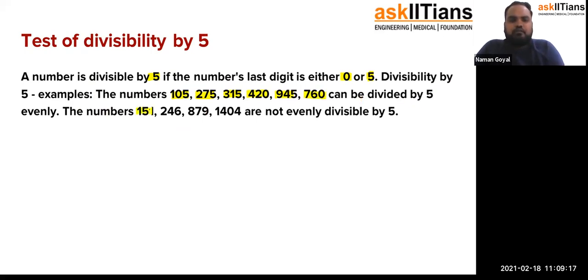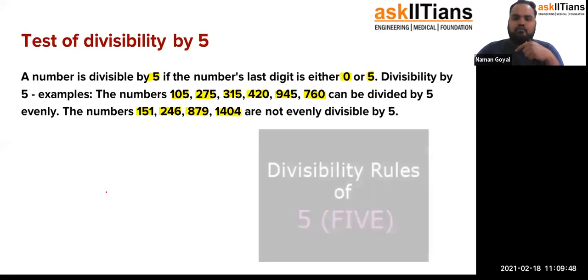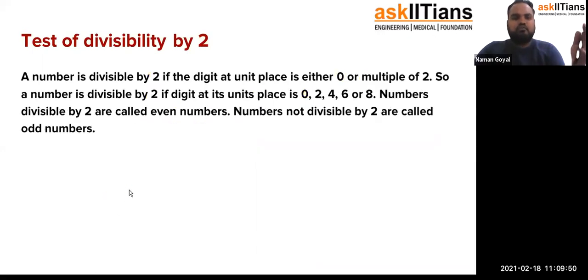Now the number 151, the unit digit is 1, so that number is not divisible by 5. 246, 6 is the unit digit, the number is not divisible by 5. 875, 9 is the unit digit, the number is not divisible by 5. 1404, the unit digit is 4, the number is not divisible by 5. So these are not evenly divisible by 5. So for divisibility by 5, the unit digit of the number must be either 0 or 5. This is the divisibility rule for 5.